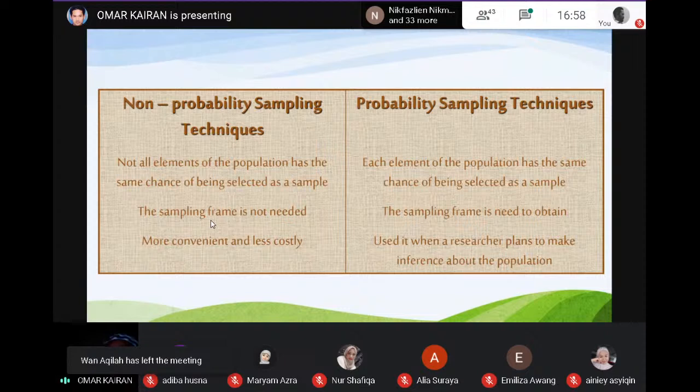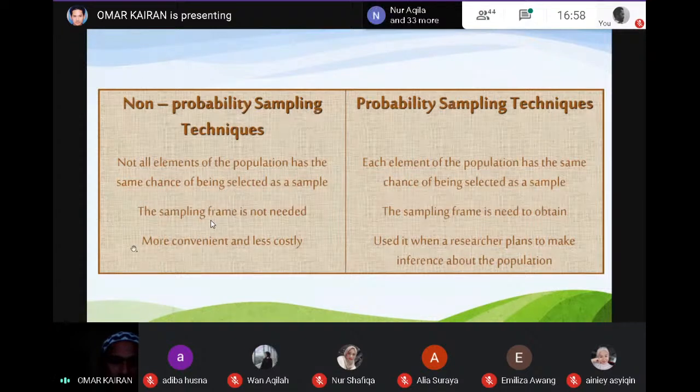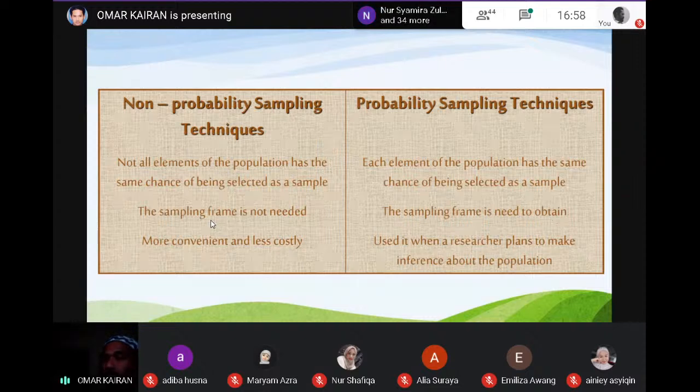Based on characteristic. Non-probability sampling ni more convenient and less cost. Tak perlu nak kena pening-pening cari list, nak dapatkan nombor, nak dapatkan nama. Just you bagi karakteristik saja. Pemilihannya based on karakteristik saja. Tak perlu ada sampling frame. So it is convenient.